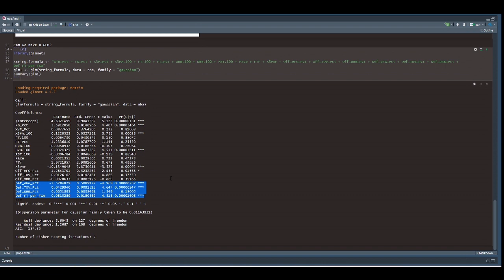So the analysis is going to pretty much ignore the second one. But this is kind of cool, how all these defensive metrics light up as significant. And hey, I guess it just goes to show that defense wins championships.